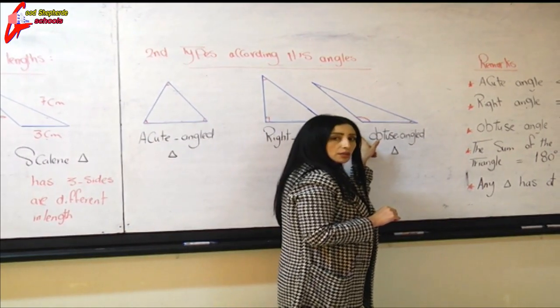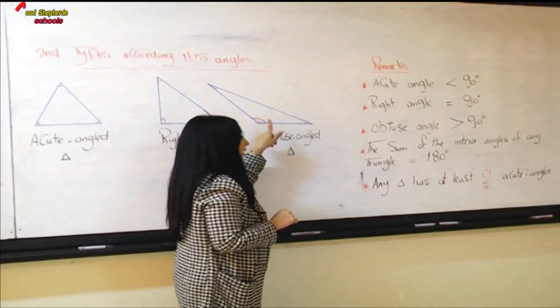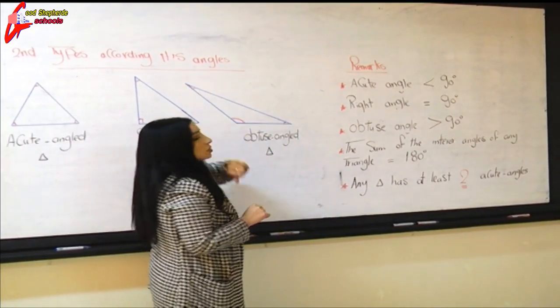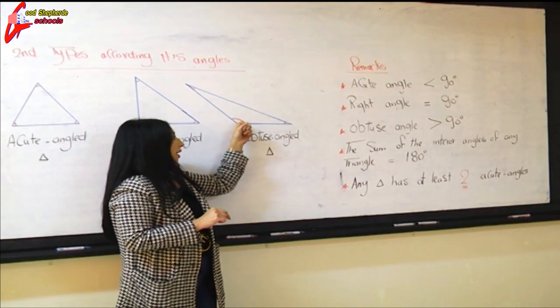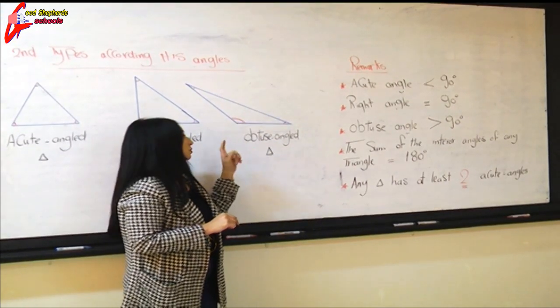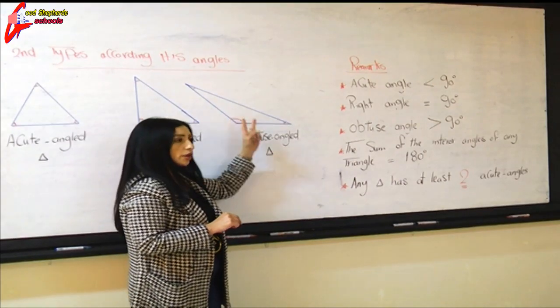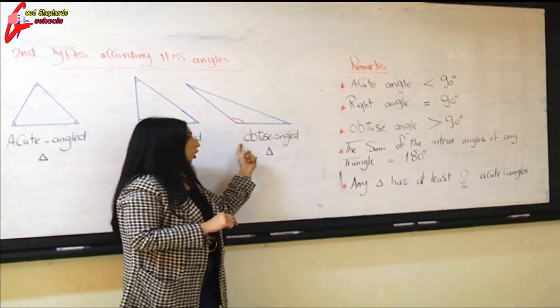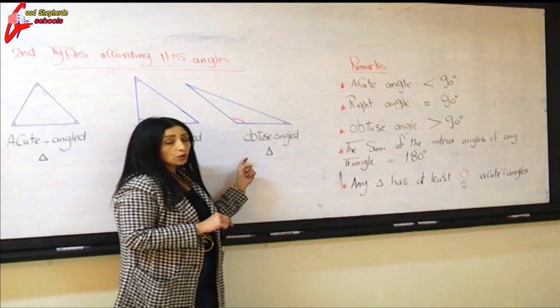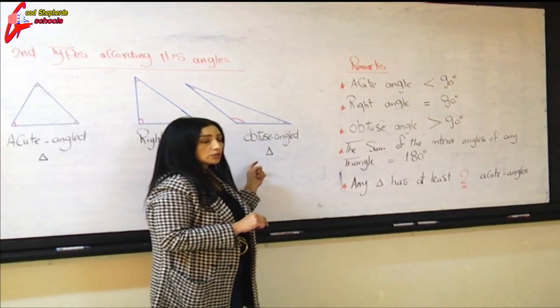The last one has 1 obtuse angle and 2 acute angles. Obtuse angle means greater than 90 degrees. When a triangle has 1 obtuse angle and 2 acute angles, we can call it an obtuse angled triangle.